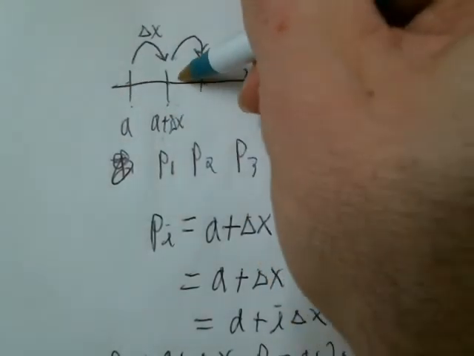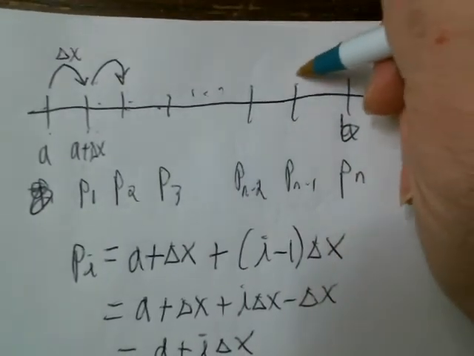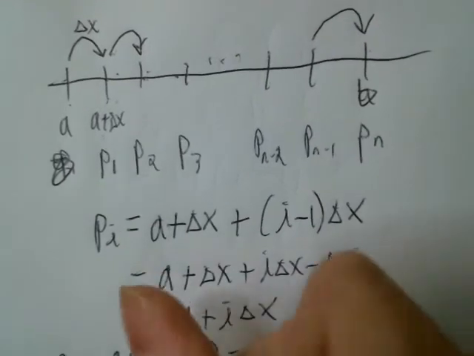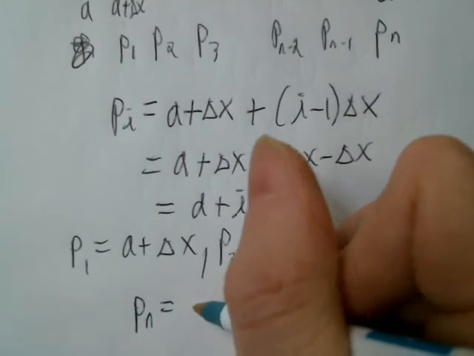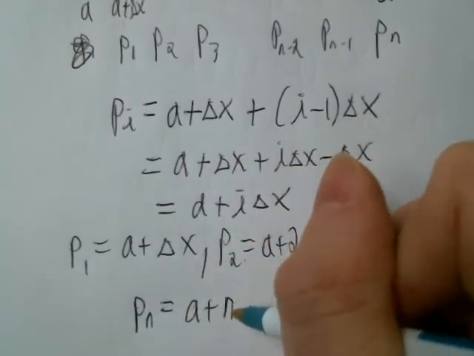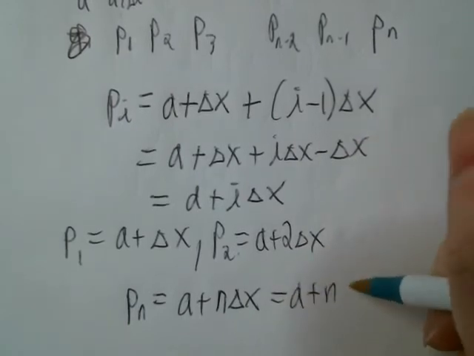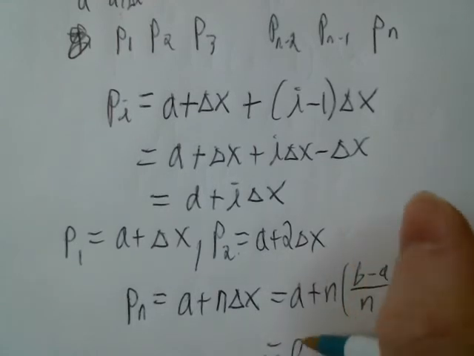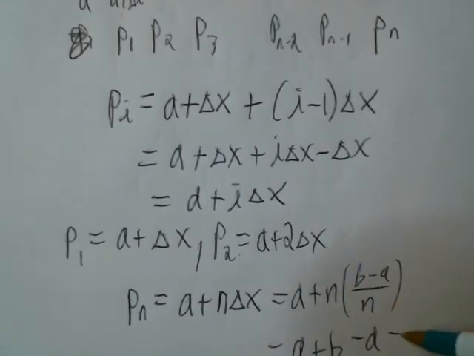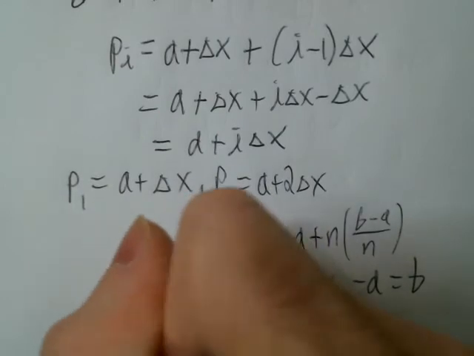So this is the left endpoint, this is the right endpoint, right endpoint, right endpoint, and we want to end at b, right? So let's see if that happens. Is p sub n equal to b? So what is p sub n? P sub n is a plus n change in x's. What is change in x? Well, change in x is b minus a all over n. And then that's equal to a plus b minus a, which is equal to b. And we got it. It works. Great. So that's going to be our right endpoint formula.